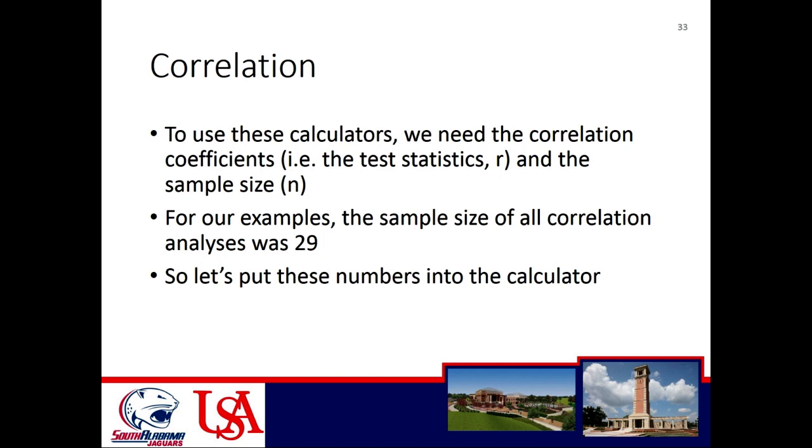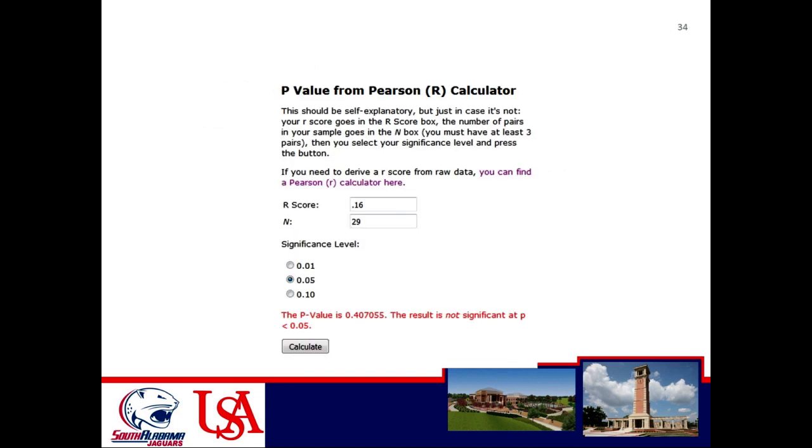So for our analyses we just did, we had a sample size of 29, and we already calculated all of those R statistics, all those correlation coefficients, also known as test statistics. So we just need to put those numbers into the calculator. Here's an example of what the calculator looks like. I think this is the second one of the two that I provided. I might be wrong about that, but check out both of them. Do the one you're more comfortable with. But here's a visual representation of what they look like.